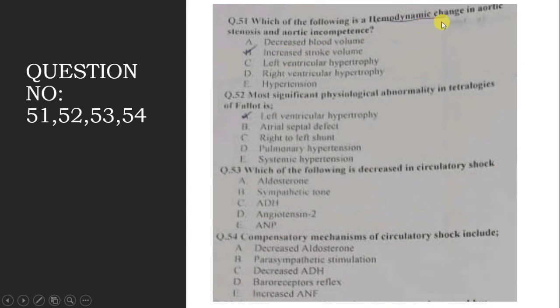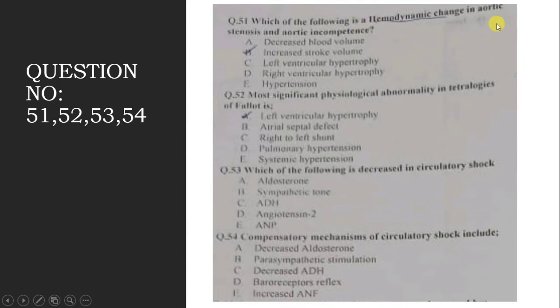Question 51 says: which are the following hemodynamic changes in aortic stenosis and aortic incompetence: decreased blood volume, increased stroke volume, left ventricular hypertrophy, right ventricular hypertrophy, hypertension. Aortic stenosis basically refers to the inability of the aortic valve to open, while aortic incompetence refers to the inability of the heart valve to close. So they remain open throughout the cardiac cycle.